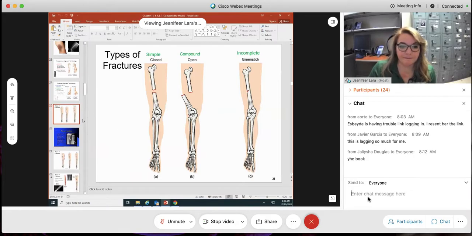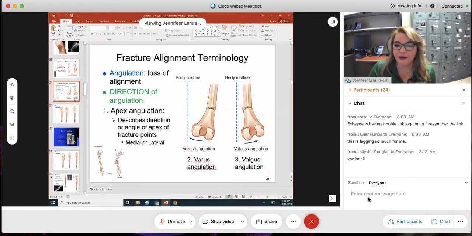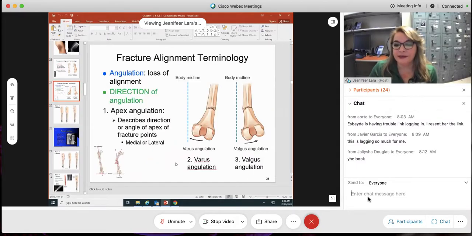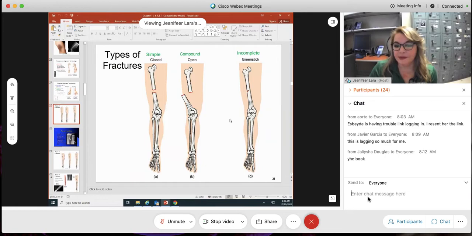Is it going towards the midline, or is it going away from the midline? It's going away. Well, actually, no. This is going towards the midline. So going towards the midline is the varus. See the knee? See the joint? The distal end is facing towards the midline. Does everyone see that?